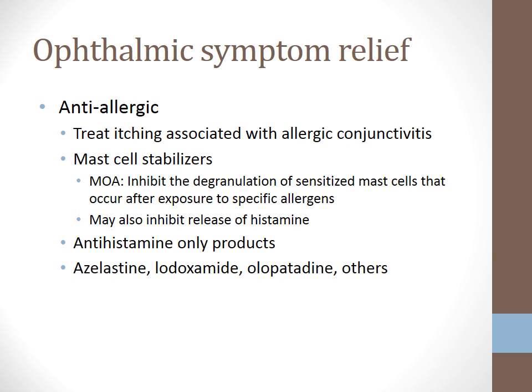There also are specific anti-allergic ophthalmic preparations. These are used to treat the itching that is associated typically with allergic conjunctivitis. So you can get an antihistamine only product, but some of these products are mast cell stabilizers, which inhibit the degranulation of sensitized mast cells that occur after exposure to the specific allergens, but then they also inhibit the release of antihistamine.